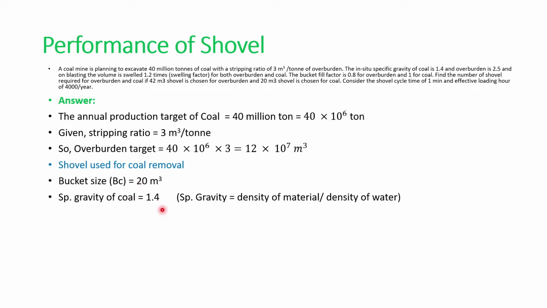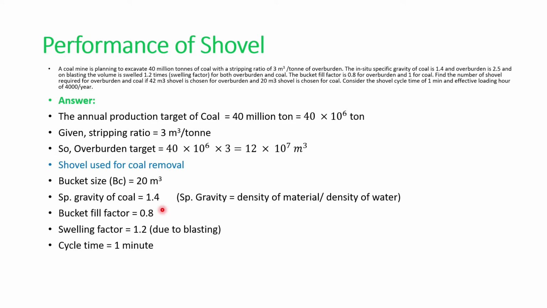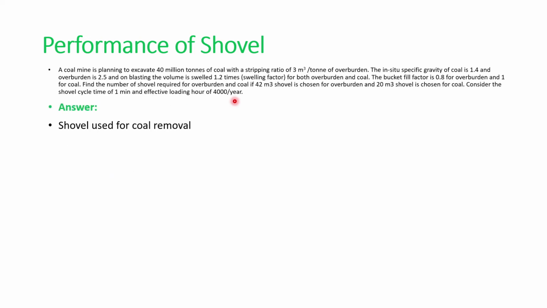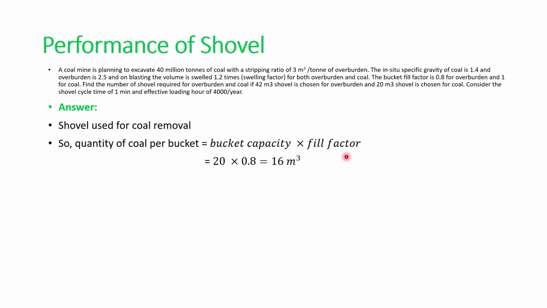So that is 1.4. Bucket fill factor is 0.8. Swelling factor is given, that is 1.2 due to the blasting. Cycle time is 1 minute. So the quantity of coal per bucket is bucket capacity into the fill factor. Bucket capacity is 20 meter cube and the fill factor is 0.8. So the quantity of coal per bucket is 16 meter cube.